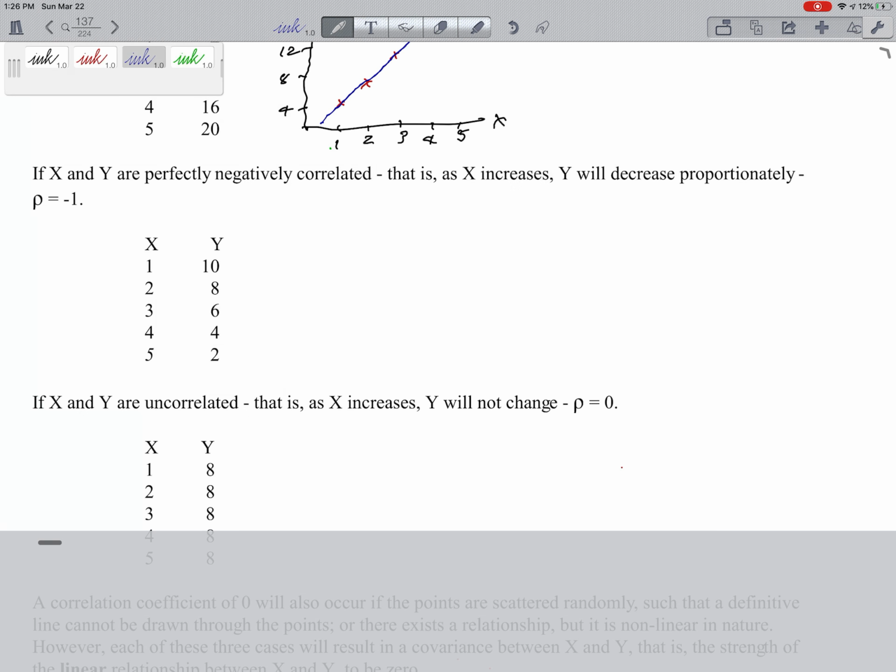Perfect negative correlation is easy to figure out. That, of course, would be where you end up with x, y. I'm not going to plot out all of these numbers in this particular case, but what you'd end up with is all of the points on a line that would be negatively sloped. Okay, so it's a negatively sloped line. All of the points are on the line. That is a rho of -1.